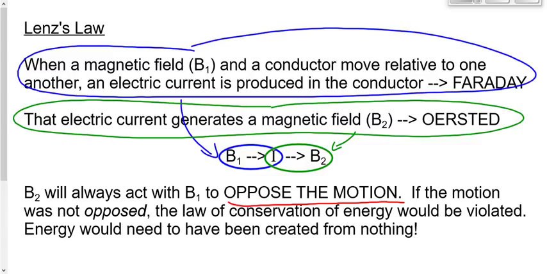Magnetic field causes current. Current causes a second magnetic field. Those two magnetic fields act to oppose the motion. Otherwise, it would violate the law of conservation of energy. I want to draw a couple of pictures here to apply this, okay?